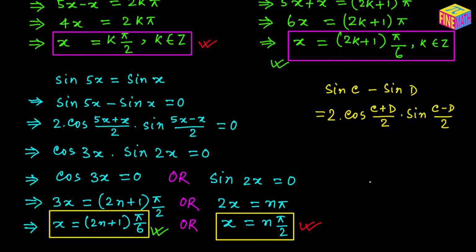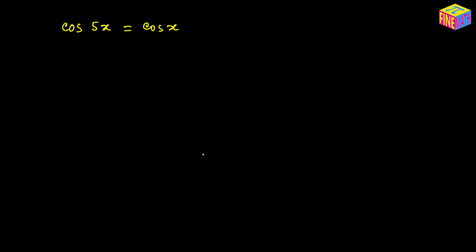Let's try another example. Cosine of 5x equals cosine of x, or it can also be given as cosine of 5x minus cosine of x equals 0, right? No matter what the form is, we can write it like this, and then when cosine of an angle is equal to cosine of another angle, we know that the general solution is the angle is equal to 2n pi plus the other angle. So from here we can directly write the general solution. We can say, well, the first angle, which is 5x, is equal to 2n pi plus or minus the other angle.